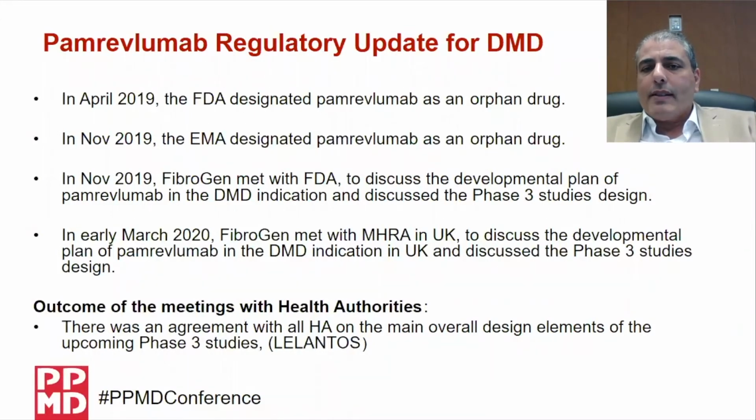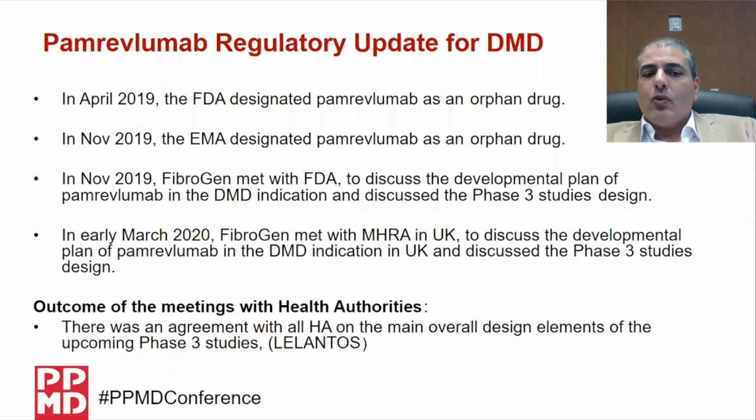Before I start, I want to tell the audience here where we stand in terms of the regulatory status. In April 2019, FDA designated Pamrevlumab as an orphan drug, and in November 2019, EMA also designated Pamrevlumab as an orphan drug. In November 2019, we met with the FDA to discuss the development plan of Pamrevlumab in Duchenne muscular dystrophy indication, and we discussed the plan for the phase 3 studies across DMD indication.